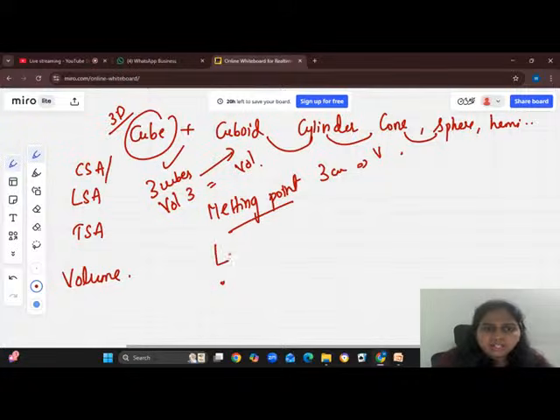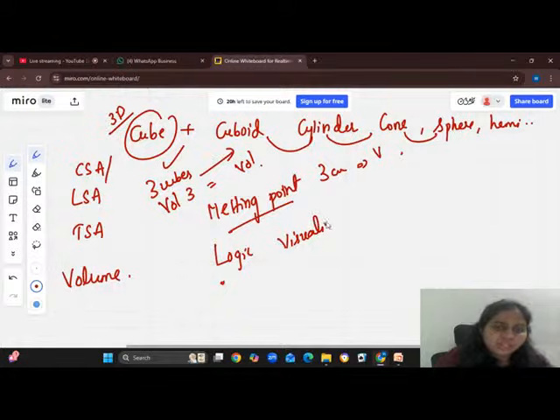Read the question, understand the logic, visualize it. How they are asked, visualize it, and just note down the formula and substitute the formula and score 100% marks in surface areas. Okay, done.